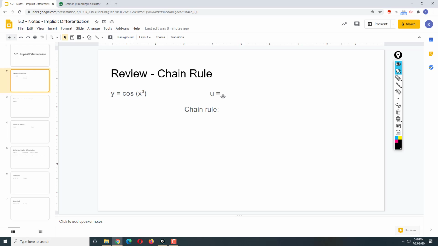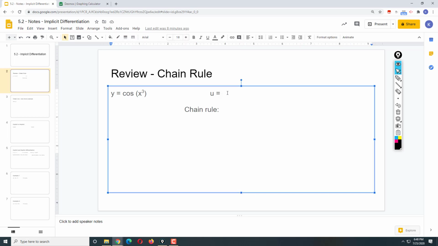Well, we can apply the chain rule. If u equals x cubed, we know that the chain rule says that dy over dx is dy over du times du over dx, right? Okay, and we're trying to find dy over dx. So that's the term we're trying to find, dy over dx.